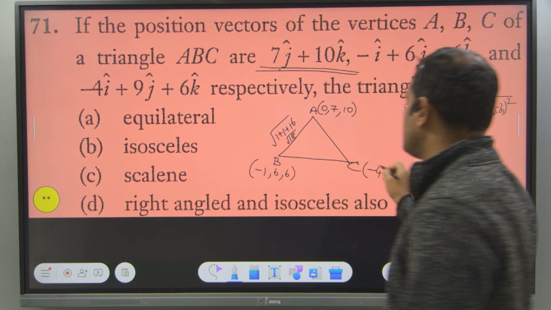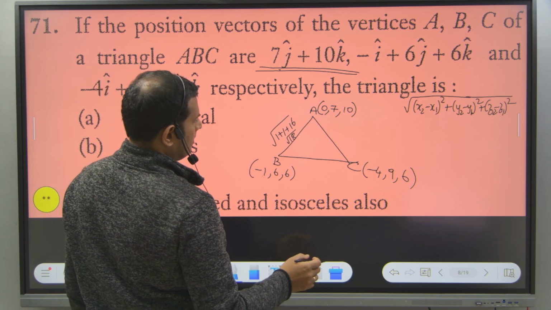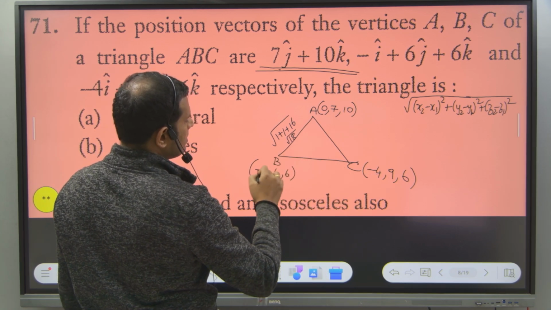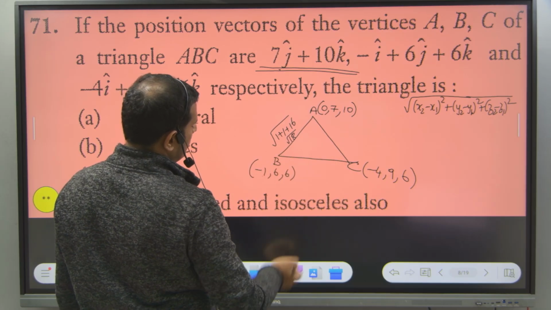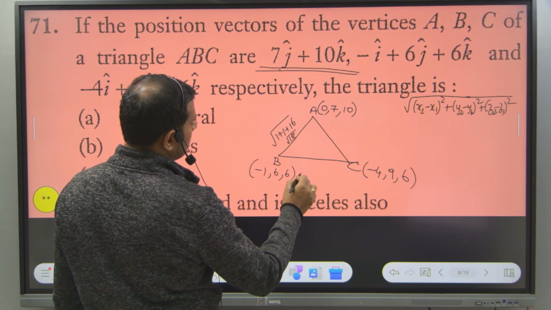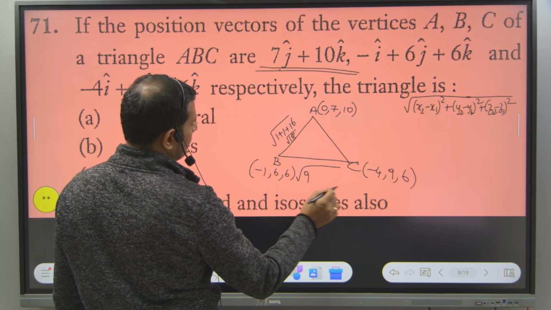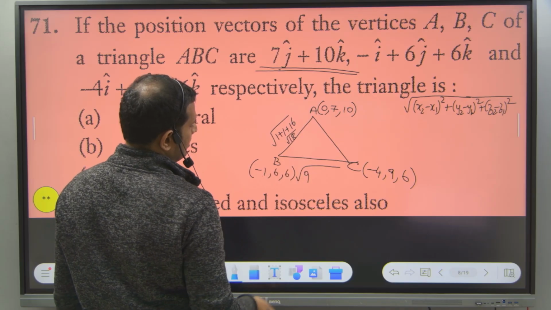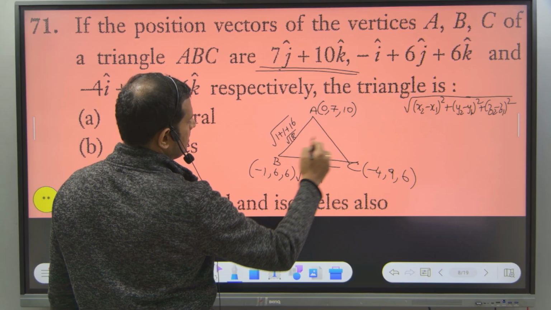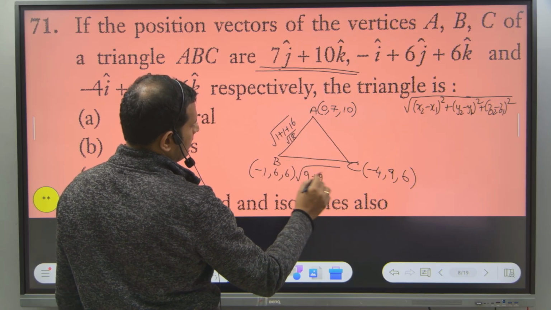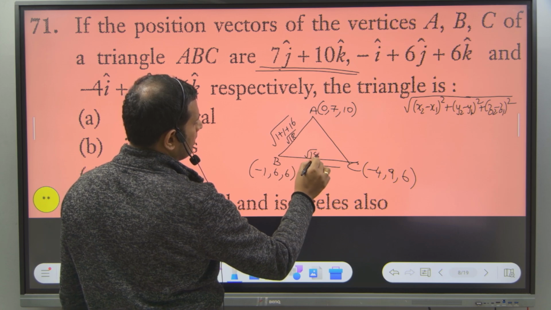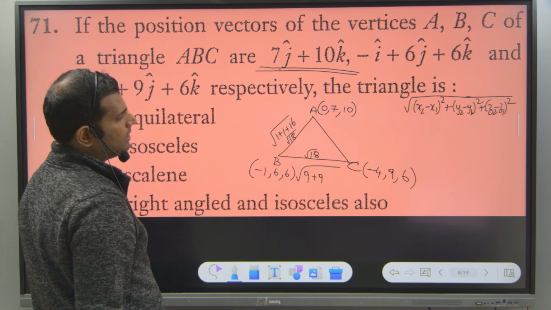Can you calculate BC? -4 minus of -1 means -4 plus 1. How much is -4 plus 1? -3. Square it, 9. Then 9 minus 6, 3. 3 square is 9. Then 6 minus 6, 0. Square is also 0. So this also gives you root 18. Okay, now let's measure the last side.